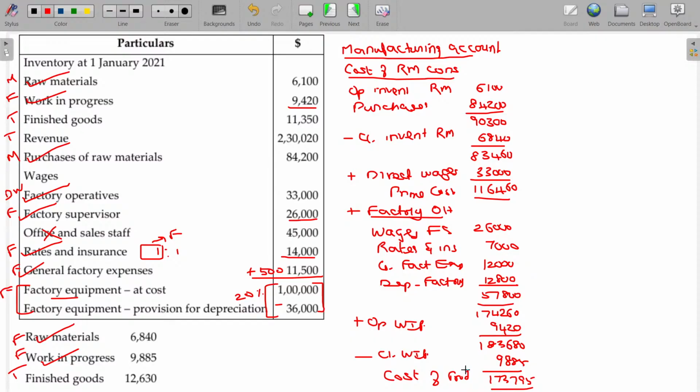Also, we have to prepare the revenue, trading section in income statement.